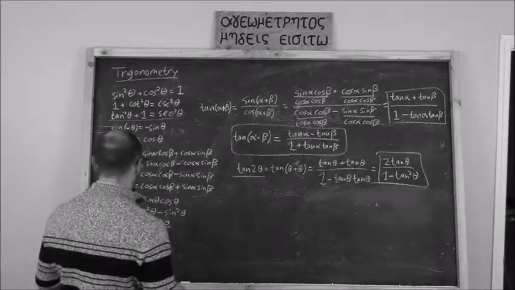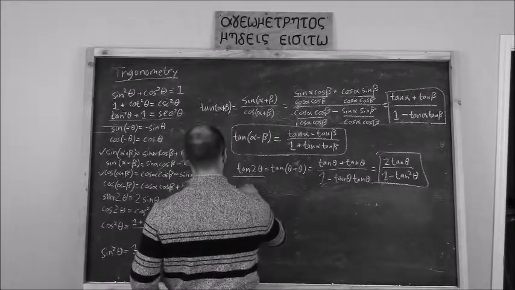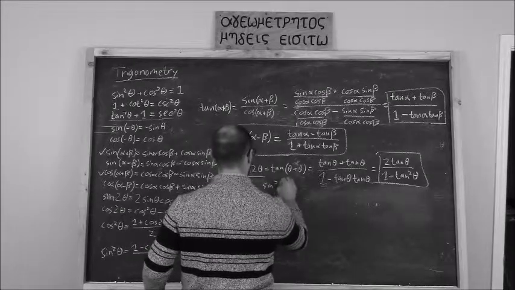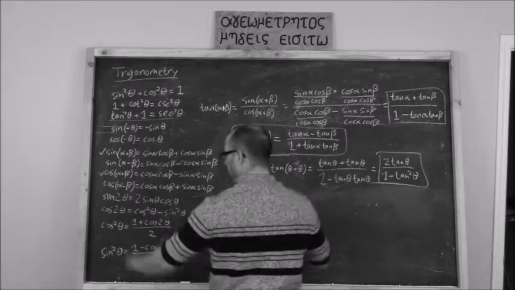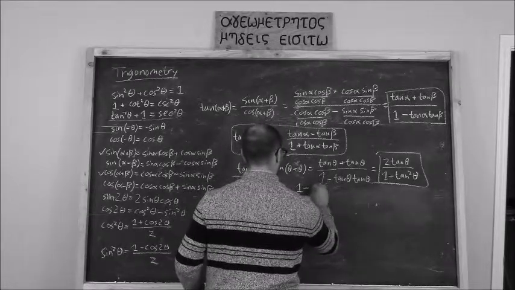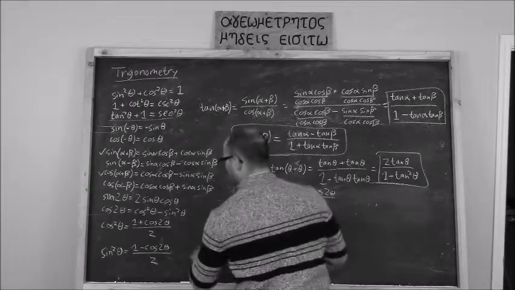And let's see, how about a half angle identity? Tangent squared of theta is the same as sine squared over cosine squared. So I pick these two guys. That's going to be 1 minus cosine 2 theta divided by 2.